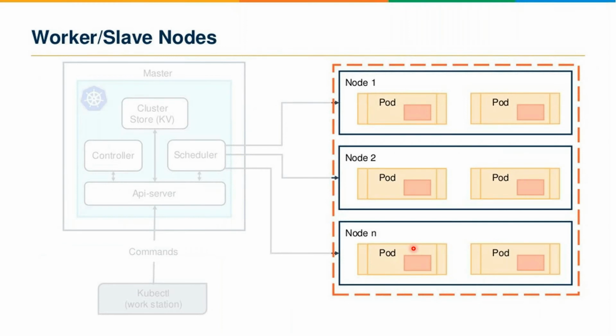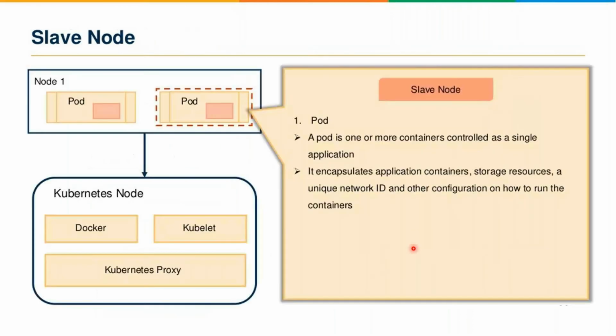Yeah. Next one is nodes. So worker, slave, nodes, all these are the same. Okay. Yeah, node servers. So in node, the first component is pod.